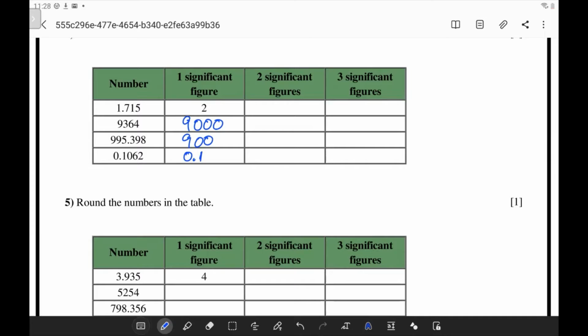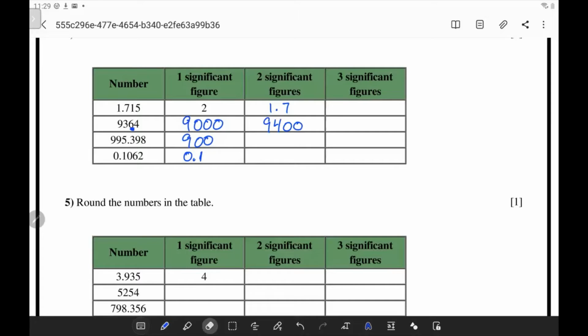So two significant figures. Right, so for two significant figures, 9,300. Okay, yes, that's the second one. But for the first one, it will be 1.7. Now, you gotta be careful with these. It wouldn't be 9,300 because we still have to look at this number here. Is this number here bigger than or equal to 5? Yes, it is. So this would be 9,400.